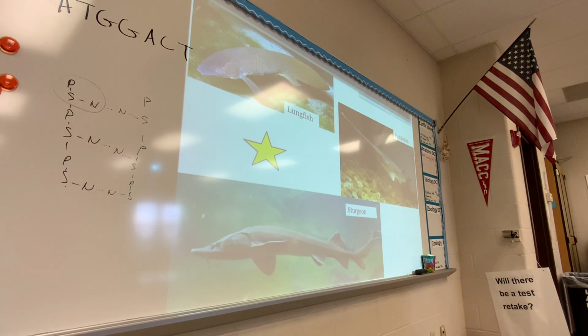Sturgeon and paddlefish aren't too hard. Sturgeon have kind of a pointy nose, and paddlefish have a long, extended paddle-like nose. That's how they get their name, paddlefish. But again, the paddlefish and the sturgeon, specifically the sturgeon, they're the ones that have the best caviar.